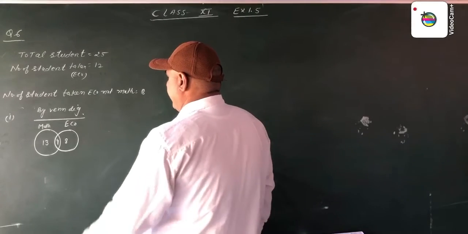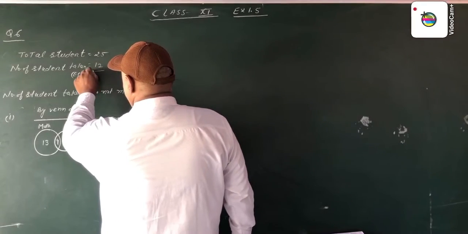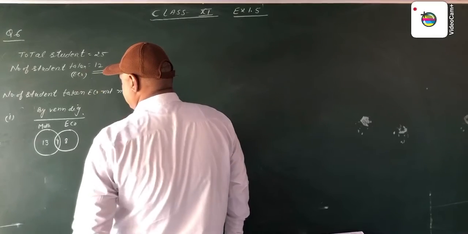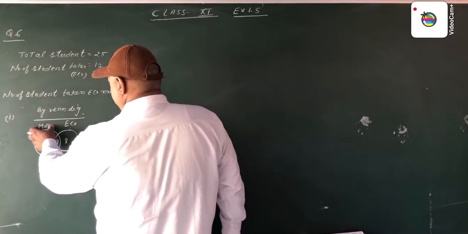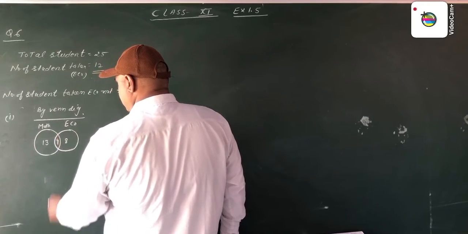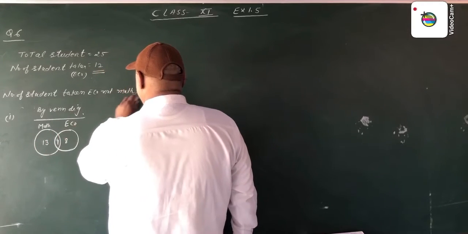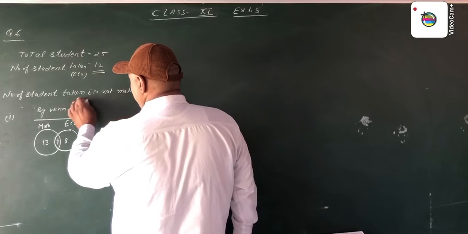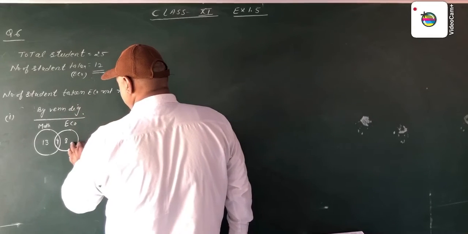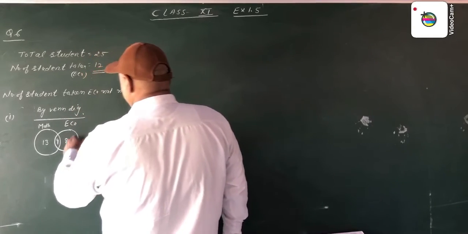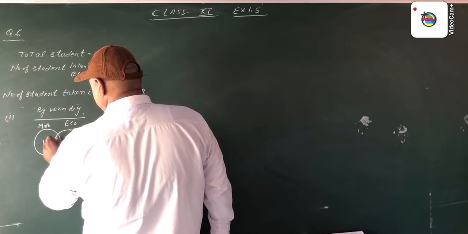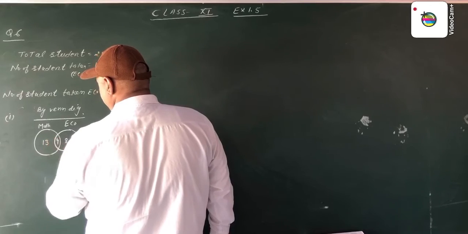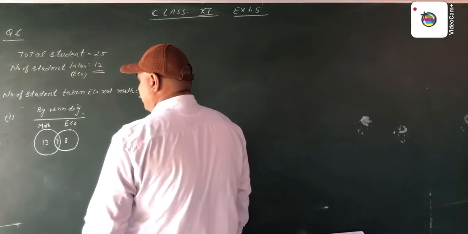We are given the total students who have taken economics. Now we take two diagrams, mathematics and economics. This is the common region. Now 8 students have only economics, not math. Then these students are 8. And 12 have taken economics. It means 8 plus 4. These 4 students are common in math and economics.